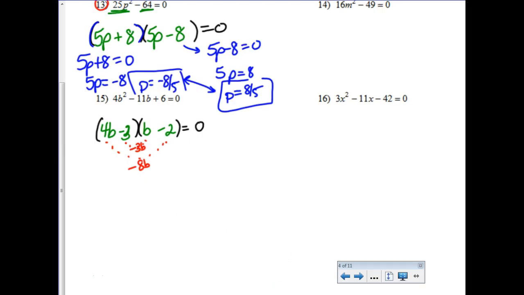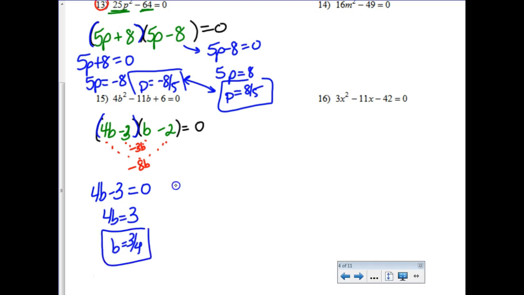Now, I know that was kind of painful because you're like, oh my gosh, we're not even done. We didn't even solve yet. You have to make sure your factors are right before you solve. So set each of your factors equal to 0. So either 4b minus 3 could be 0, which means b equals, add the 3, divide by 4, 3 over 4. Or b minus 2 could be 0, so you add the 2 over and you get b equals 2. So either one of these answers, good answer. They're both good. You gotta have them both.